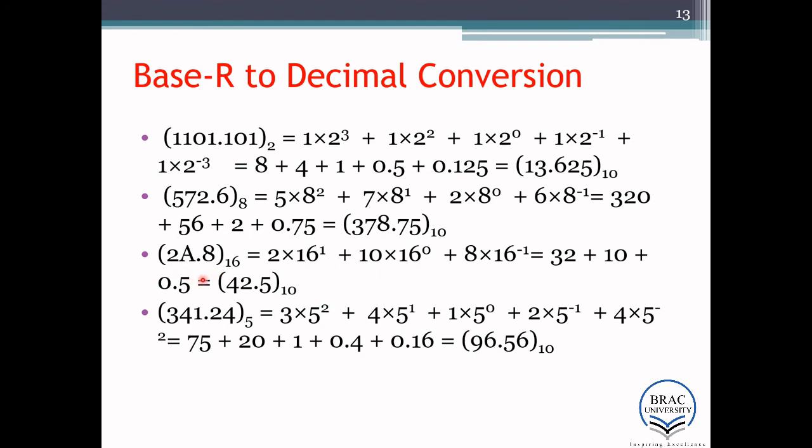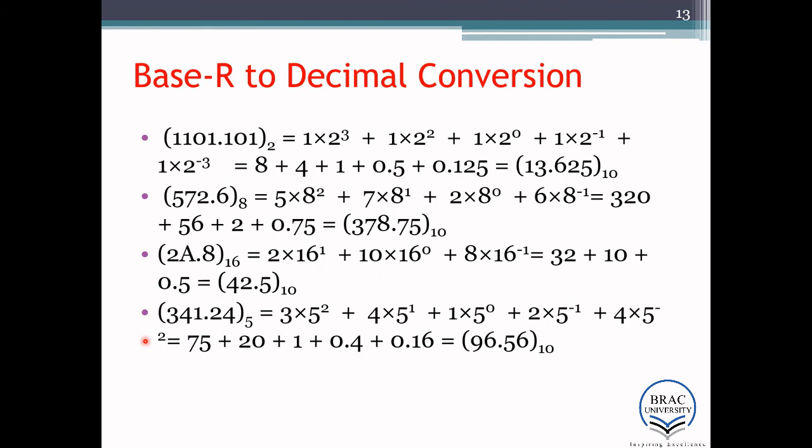Similarly, here is a hexadecimal value, 2A.8. The base is 16, so A means 10 actually. As we are converting to decimal, you need to write 10 instead of A. So 10 into 16 to the power 0, 2 into 16 to the power 1, and 8 into 16 to the power minus 1. If you do the summation, it will be 42.5. So 2A.8 is equivalent to 42.5.